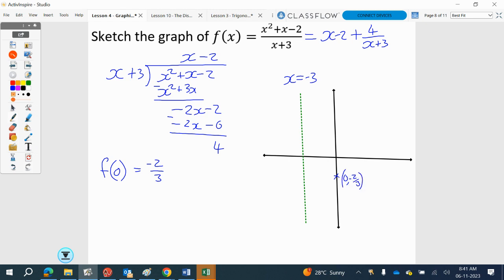What about the x-intercepts? So for the x-intercept, set the numerator equal to 0 and solve quickly. Can we factor that? x plus 2, x minus 1. So x equals minus 2, x equals 1. We're going to go through here at 1 comma 0. And we're going to go through here. Where's this line?